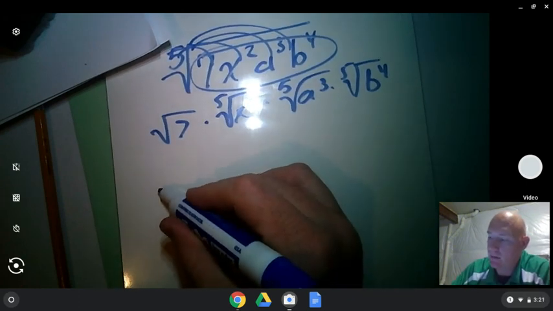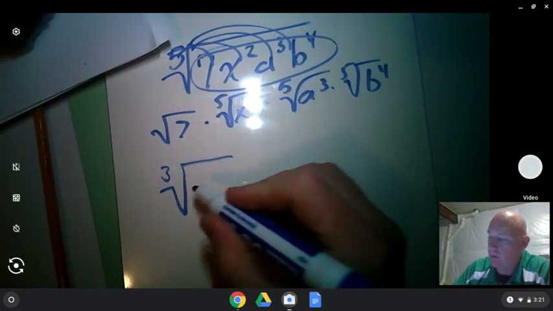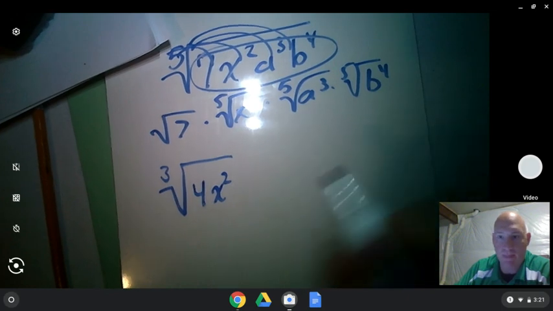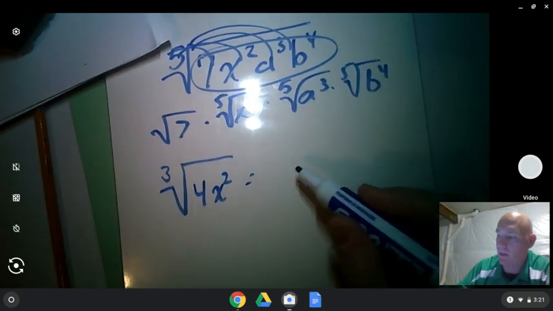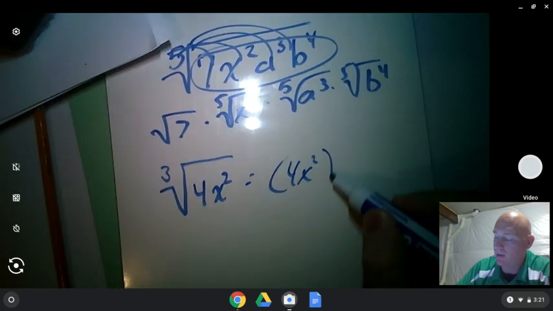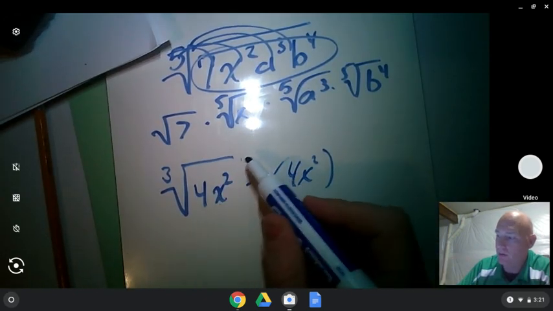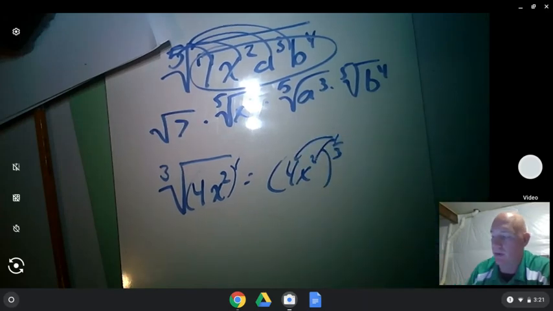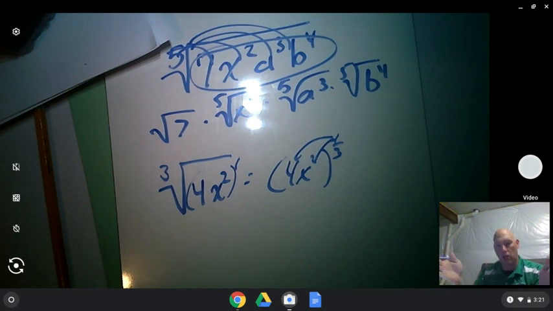Let's say I had the third root of 4x squared. Some of you guys might remember this could have been rewritten as 4x squared to the power of 1/3. This whole thing is to the 1/3 power. And then you could go through and do the distribution of a power to a power. That's why this rule works. If you don't want to know the why, just know the what. The what is everything under the radical can receive the radical individually. Okay? That's what it means.